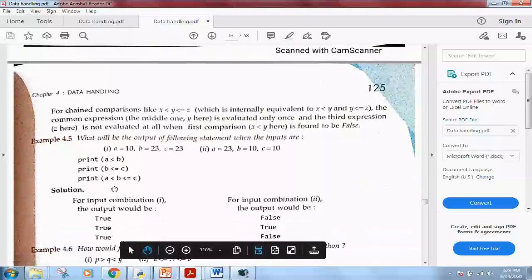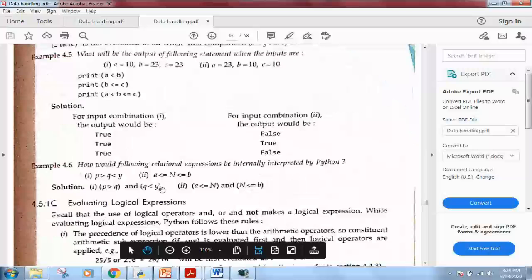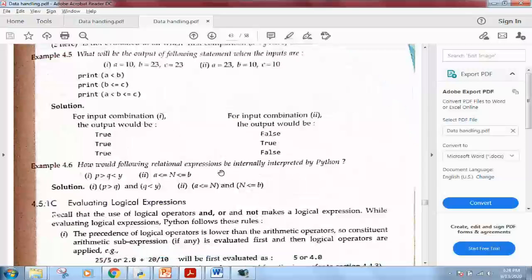Then if I combine these two, a is less than b less than c, then also the answer will be true. But if any one of them is false, see the second example, one of them is false, the answer overall is false. So this is how expressions are evaluated when there is a relational expression. First arithmetic operations are solved and then relational operators are solved to get the answer true or false.